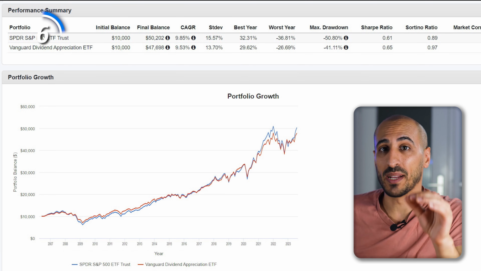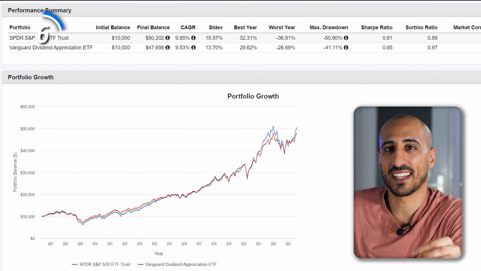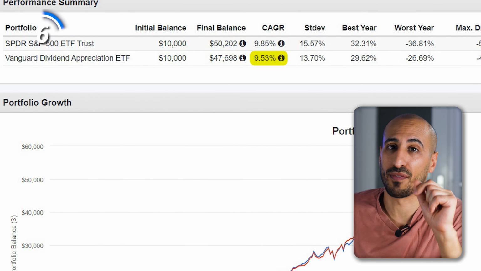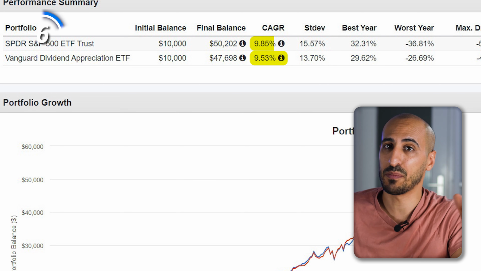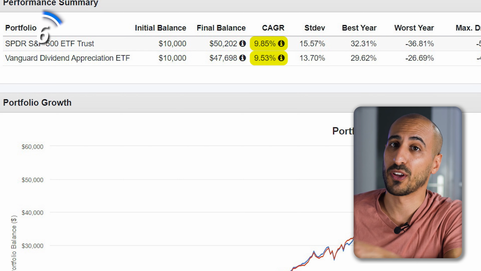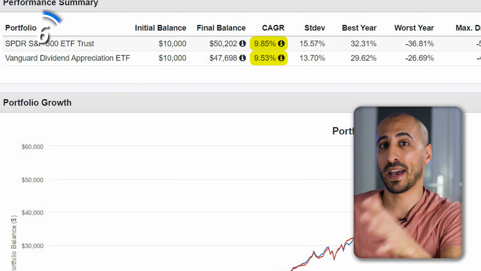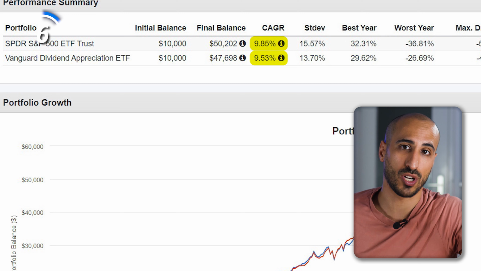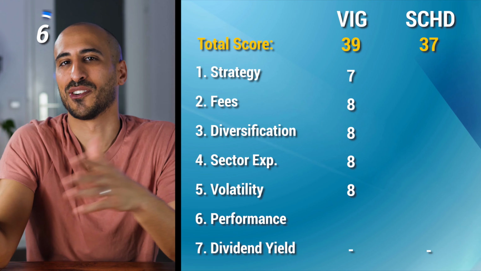Since its launch in May 2006, VIG has gained an annualized 9.53% versus 9.85% for the SPDR S&P 500 ETF Trust, and experienced less volatility, which led to better risk-adjusted returns like the Sharpe ratio and the Sortino ratio. Summarizing, VIG has given a better one-year performance. They both had a similar performance in the last 10 years, and SCHD has a better performance since inception. Two great performers, wonderful returns in the long term.